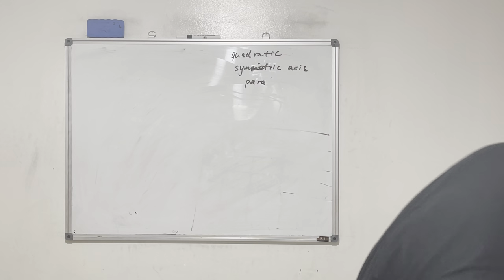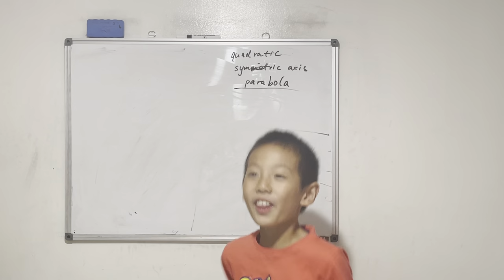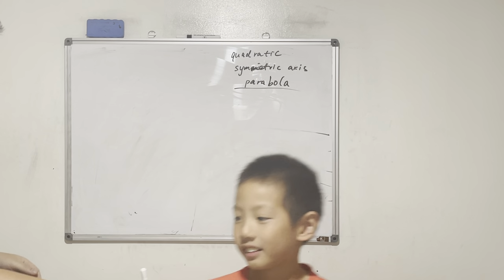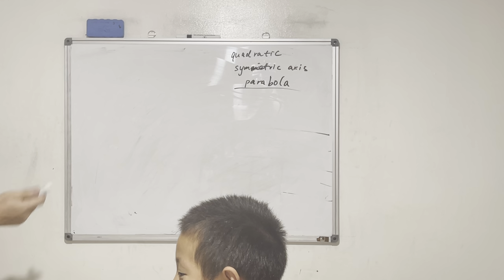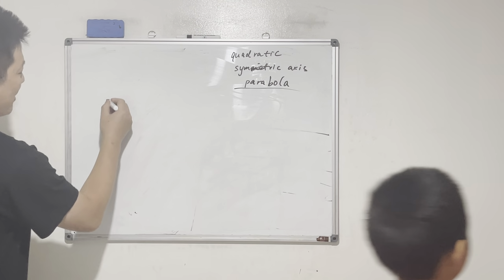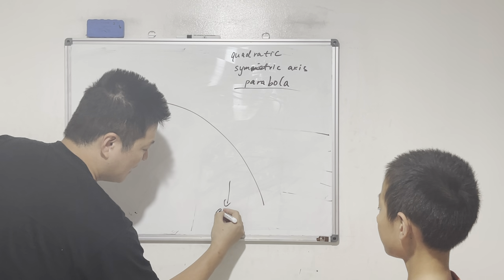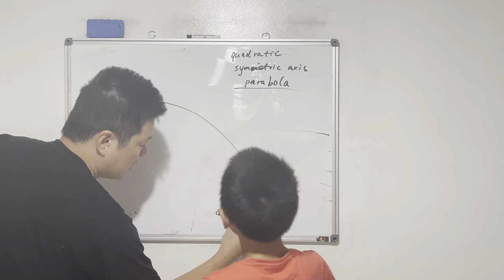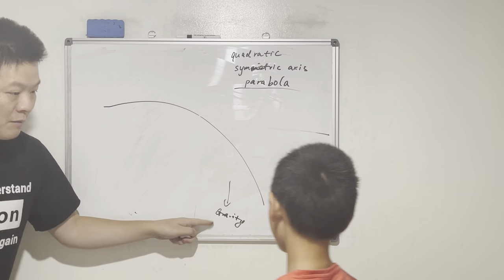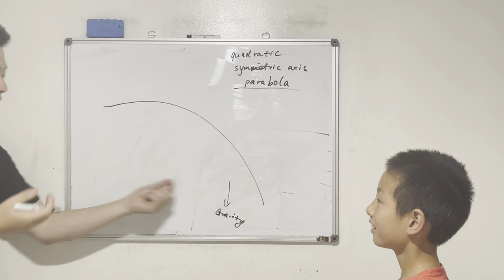No, parabola. This is a very strange word. Parabola. What does it mean? It's like when you throw things, look how it goes, right? You throw the thing, and it goes like that because of gravity. But an aeroplane won't go like that. You know gravity? Because of gravity, the Earth is pulling us down, right? If there's no gravity, what happens?